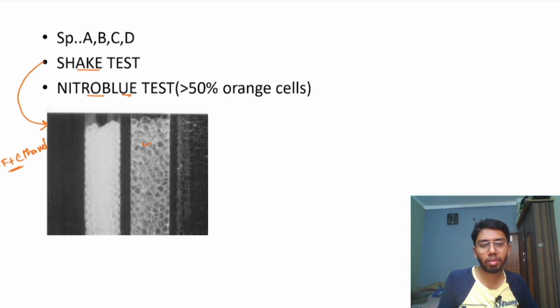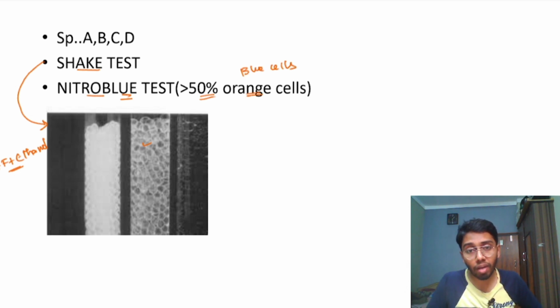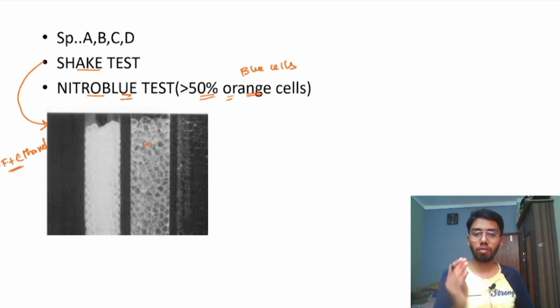There is one named test called the nitro blue test. Just remember the name. In the nitro blue test, there are two types of cells, one being blue cells and the other being orange cells. You will have to have more than 50% orange cells to call the lung mature. If the orange cell count is more than 50%, then it is a prognostic sign that the lung is mature.